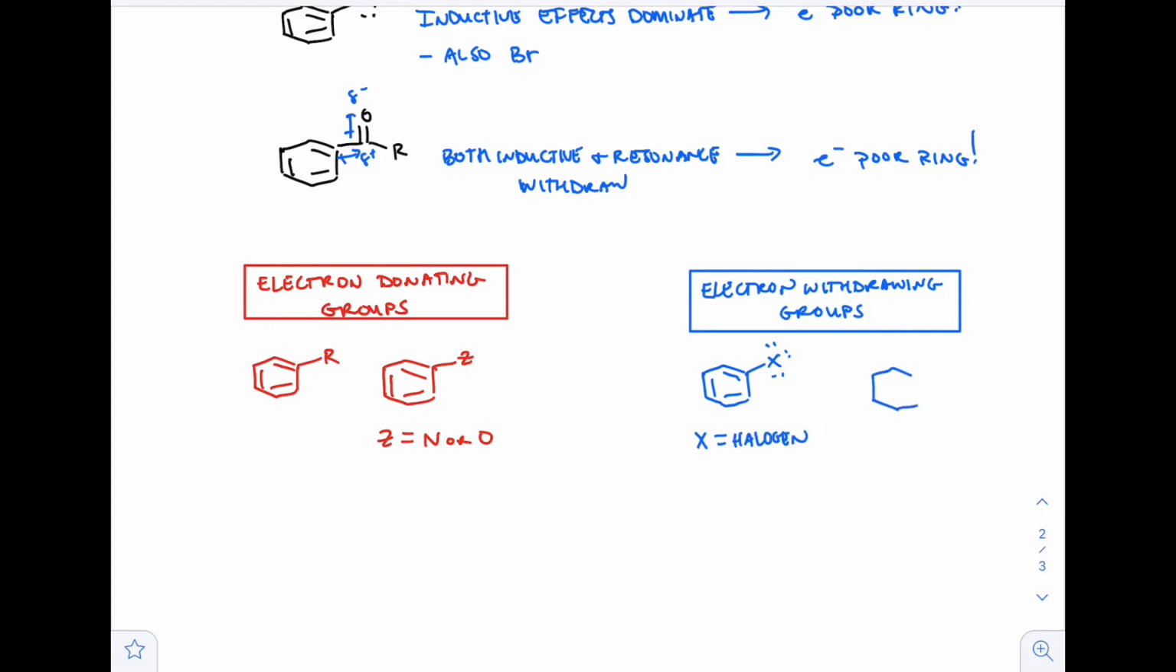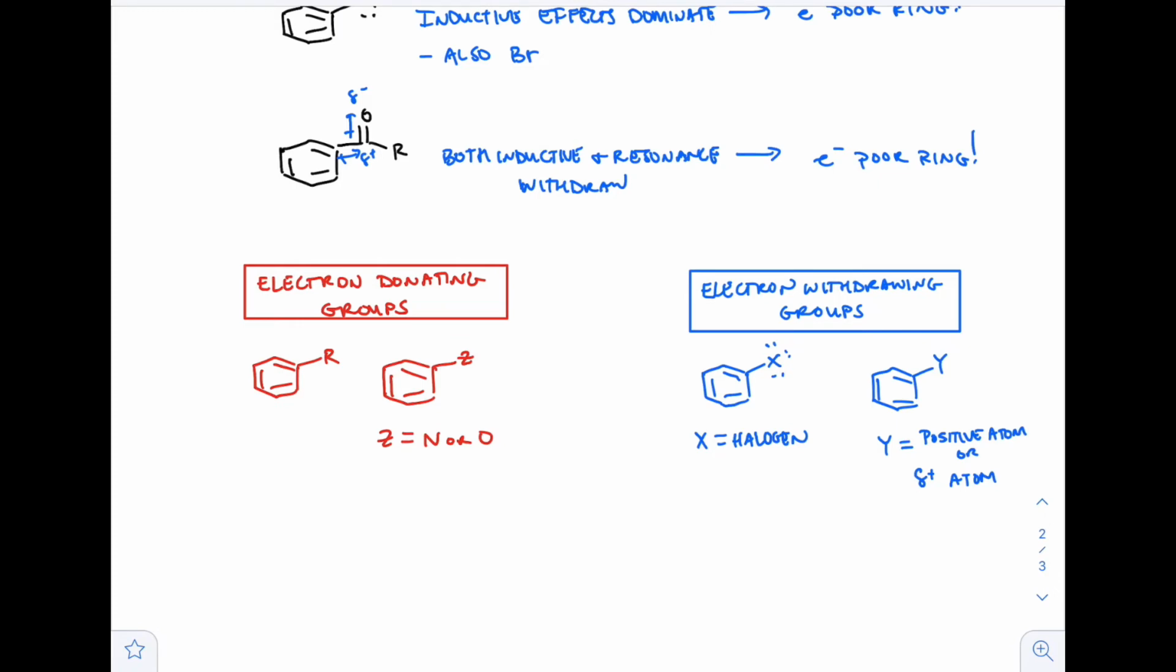Electron withdrawing groups are going to have a halogen, or they're going to have, we'll just put the Y for our atom, where Y is a partially positive atom or delta positive, or it's just a straight up positive atom. Okay, so it's got a formal charge of +1 or a partial +1.